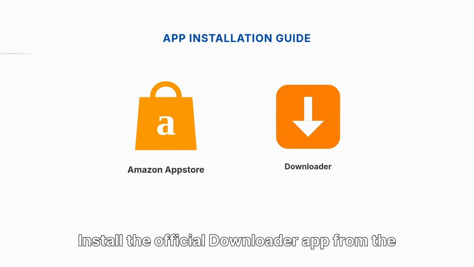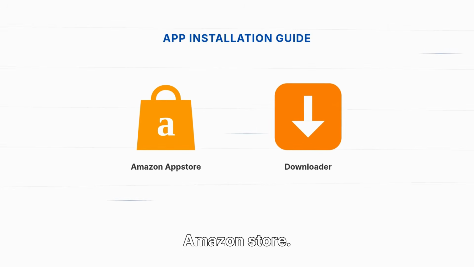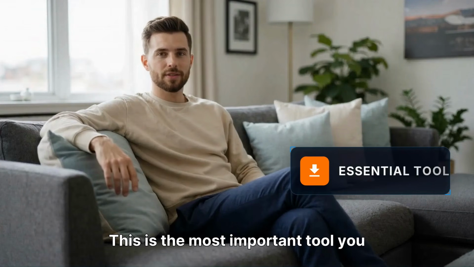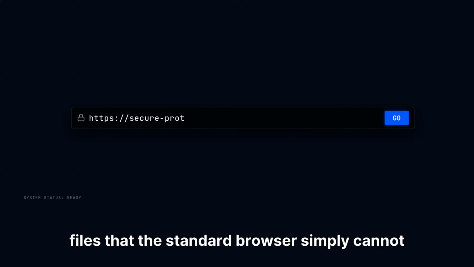Step 1. Install the official Downloader app from the Amazon store. This is the most important tool you will ever own for your FireStick. It allows you to access websites and files that the standard browser simply cannot handle.